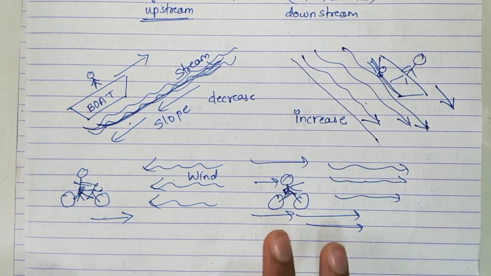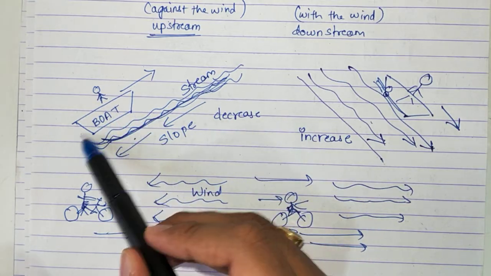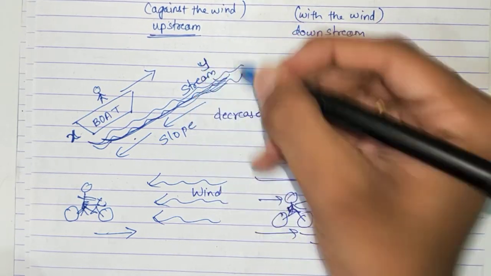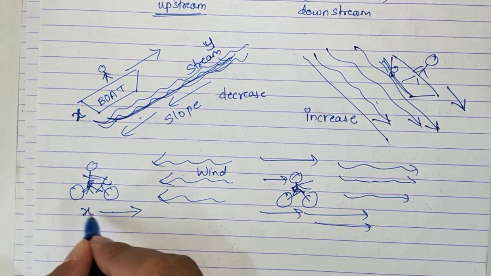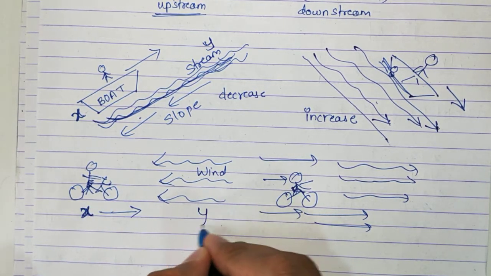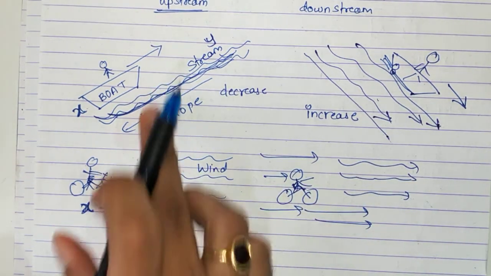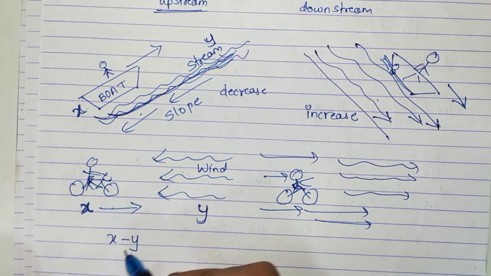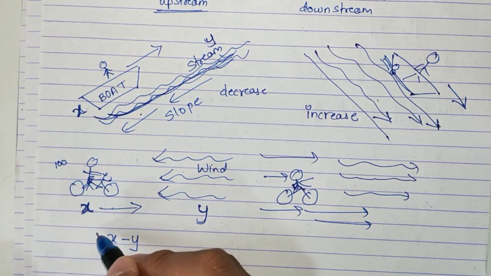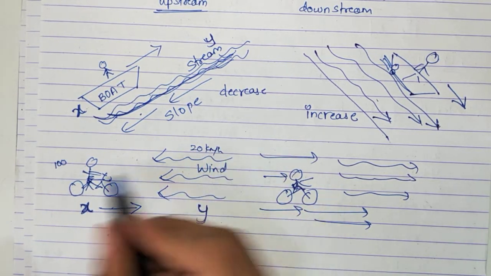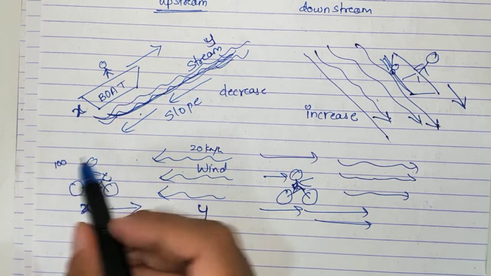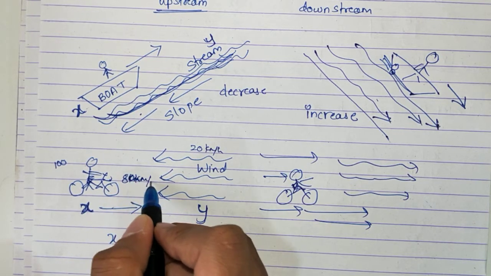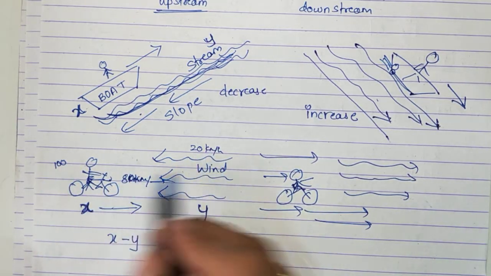Okay, so if I take the speed of the boat as x and the speed of the water, the stream, as y, or I take the speed of the cycle as x and the speed of the wind as y, in these cases my net speed will be x minus y because this wind will decrease my speed. For example, if I am going at a speed of 100, and the wind's speed is 20, the wind will try to stop me and it will decrease my speed. How much will it decrease? 100 minus 20, so net I will go ahead at a speed of 80. 80 kilometers per hour I will go ahead, because 20 of my speed was reduced by the wind.